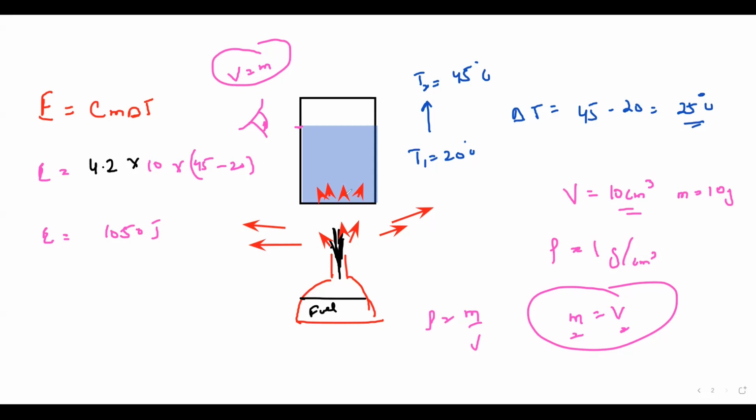So 1050 joules of energy is released by this fuel, and whenever energy is there, we use kilojoule in chemistry. The enthalpy changes are in kilojoule. So it will be 1050 divided by 1000. So it will be 1.05 kilojoule. That is the energy.